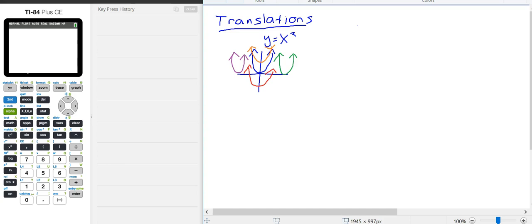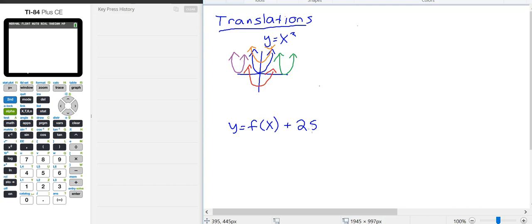Let's say we have a function y is equal to f of x. So we just have some function f of x. If we want to move this function up, all we have to do is add something to it. If we add 1, we move it 1 unit up. If we add 3, we move it 3 units up. If we add 25, we move it 25 units up.